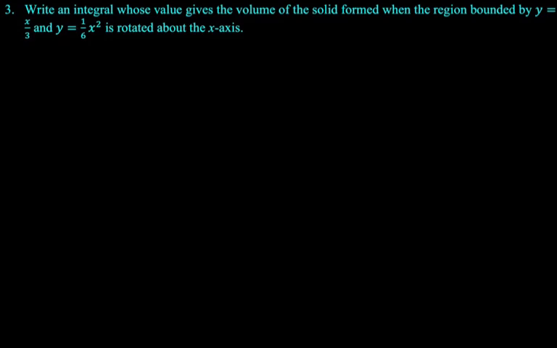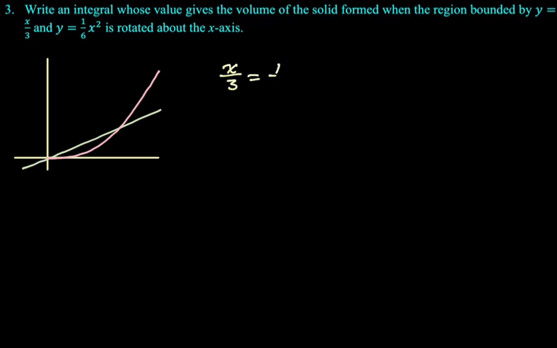Write an integral whose value, this is nice, we don't have to actually do it. Write an integral whose value gives the volume of the solid formed when the region bounded by y equals x over 3 and y equals 1/6 x squared is rotated about the x-axis. You pretty much always want to start with a picture for this. So there's our line. Here's our quadratic. We're going to need to know where they intersect to be able to set up the definite integral.